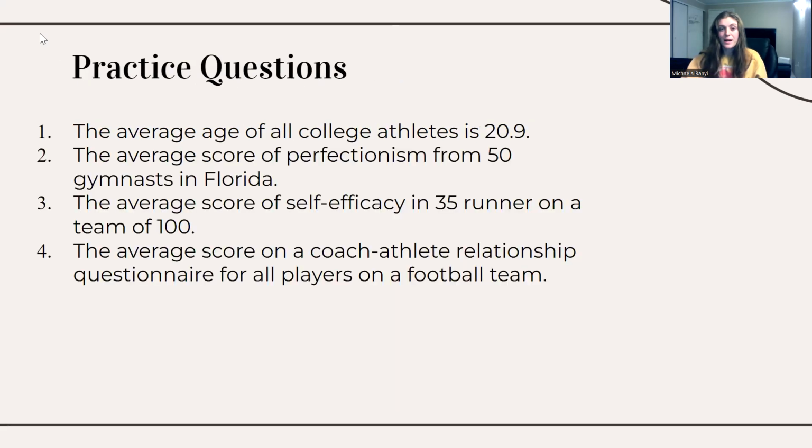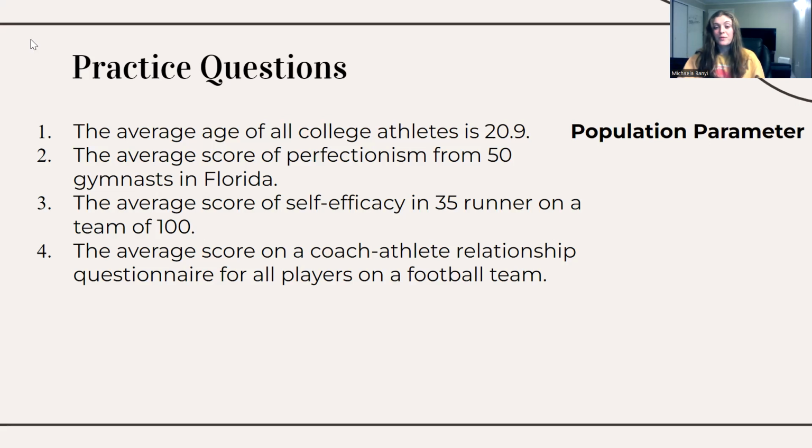So lastly, we have some practice questions. And if I'm going a little too fast for you, feel free to pause the video and answer them at your own speed. So first, we have the average age of all college athletes is 20.9. Now, this would be a population parameter because you were able to get the age of all college athletes.